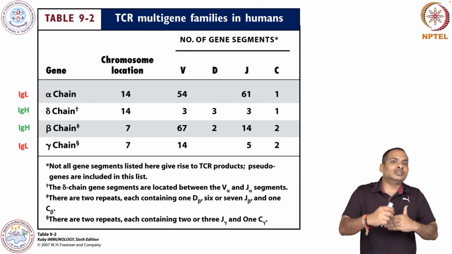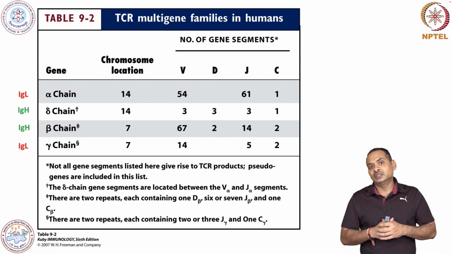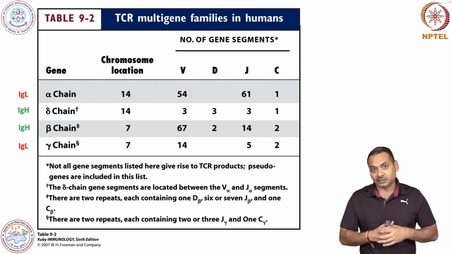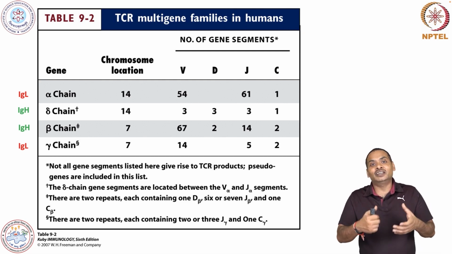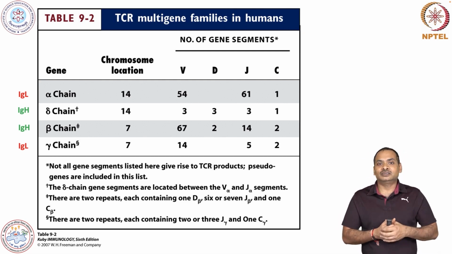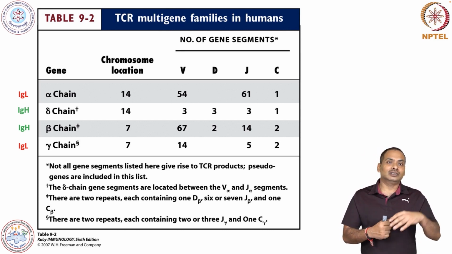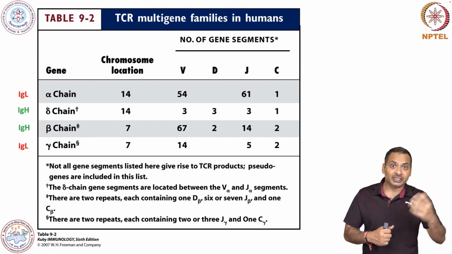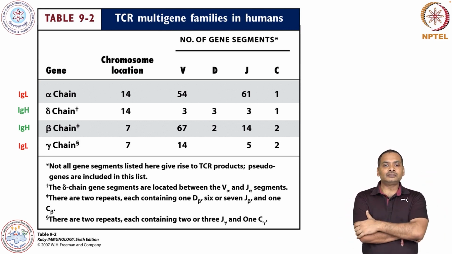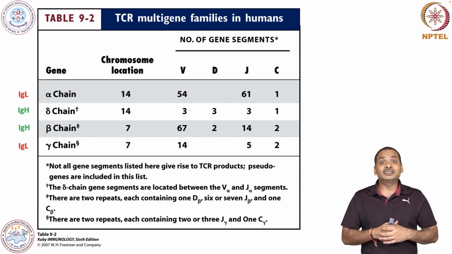So here I am trying to compare antibody diversity with T cell diversity. They also have a light chain and heavy chain, and their diversity is also like that. Their further processes are also like antibody diversity. So I will not talk in more detail about the T cell diversity.